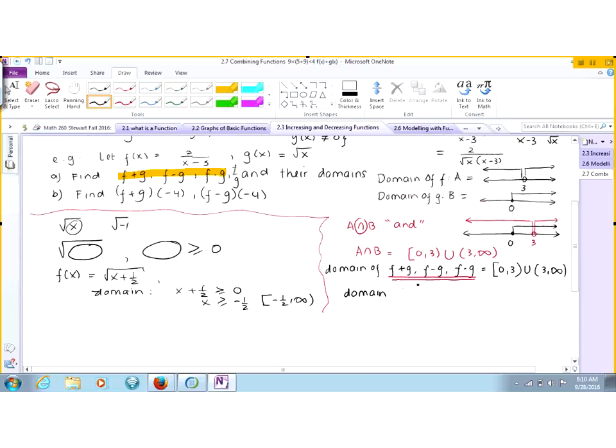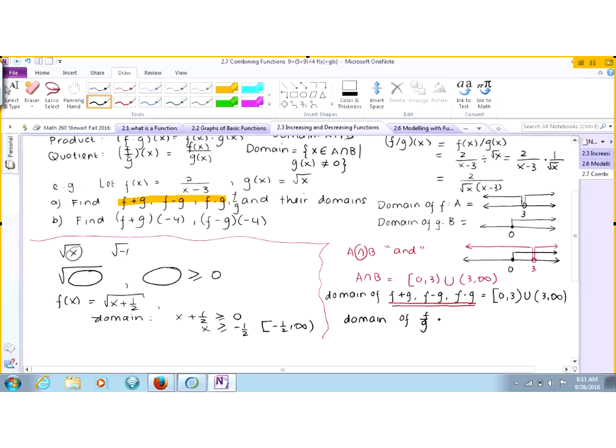So domain of F over G, what? G of x cannot be 0. So what would that be? It's the same answer, but G of x cannot be 0. So it's A intersection B, excluding x where g of x is 0. So which one do you exclude?